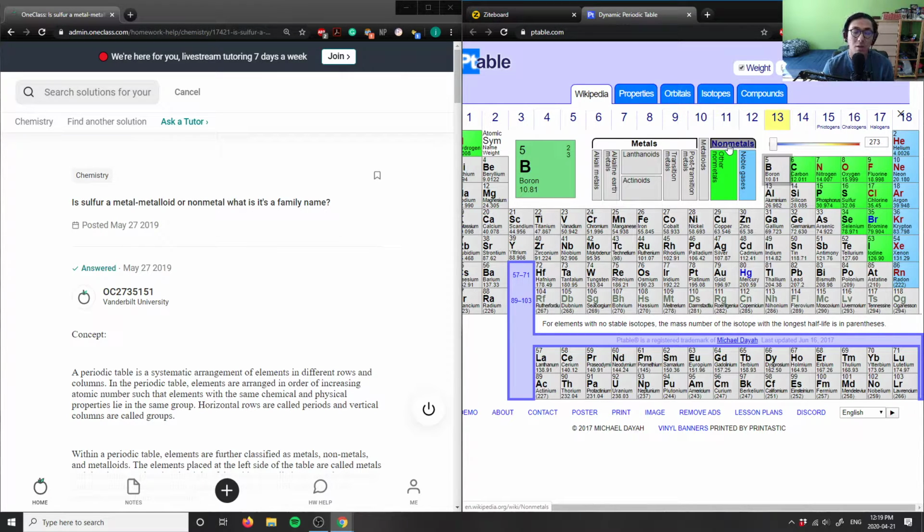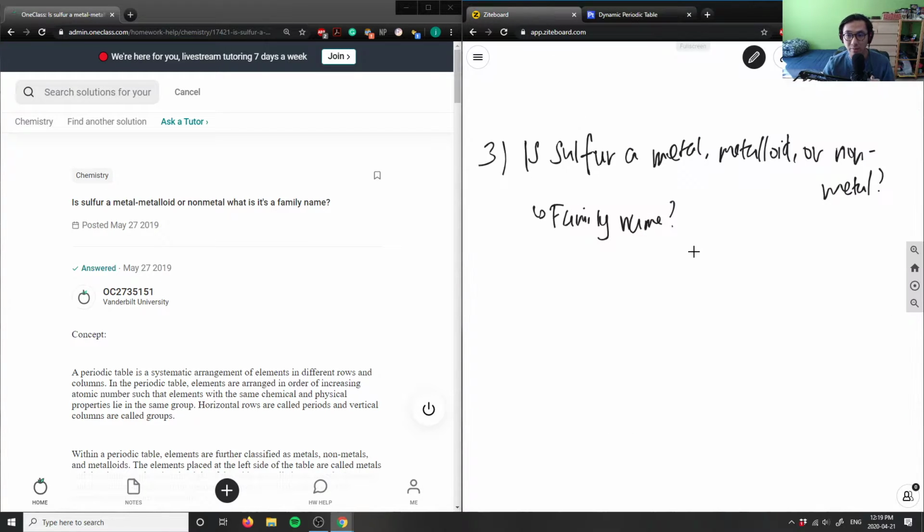Also, we have to figure out what its family name is, because sulfur belongs in here. This is group 16. This will be the family name of sulfur, right? So in this case, it would be a chalcogen, or you can say simply group 16. It would be its family name here. So I'm going to say that sulfur is a nonmetal and belongs in group 16.